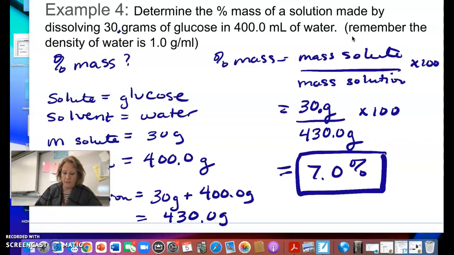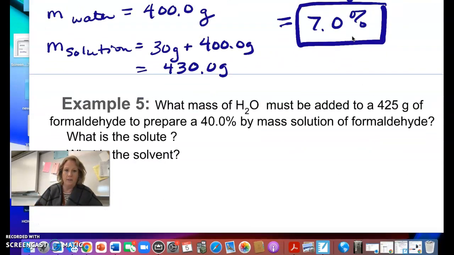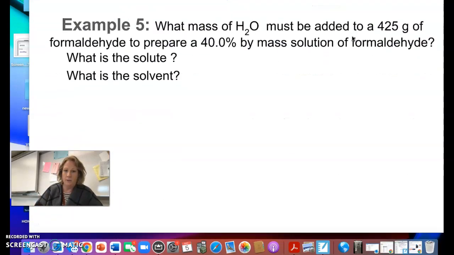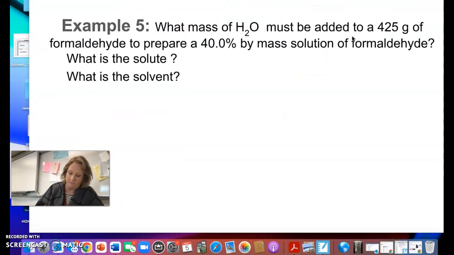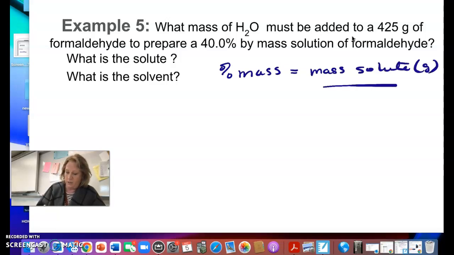Let me show you one other type of problem. This is another percent mass question. And when I do this, remember the denominator is the mass of the solution in grams. This time I'm going to break it down into the mass of the solute plus the mass of the solvent.